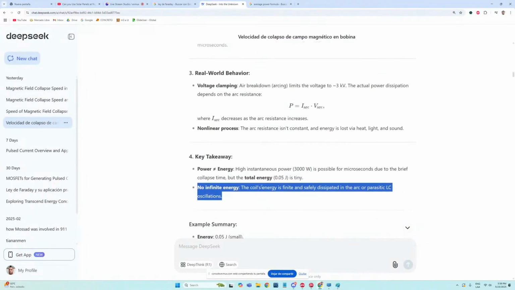At no point did I ask anything about infinite energy, zero point energy, or whatever. And she's telling me, oh, but beware, this is not infinite energy. The coil's energy is finite and safely dissipated through the arc. So what it's trying to tell us is that somehow this is not free energy. We know that this is not free energy, but it's because the energy is being released in such a small amount of time that the power is so great.